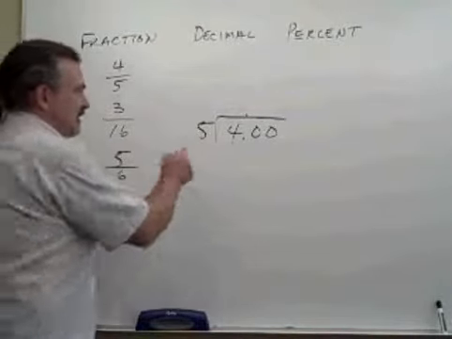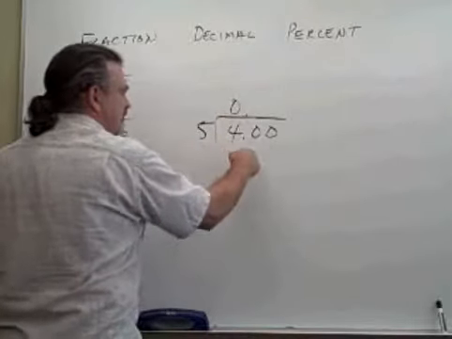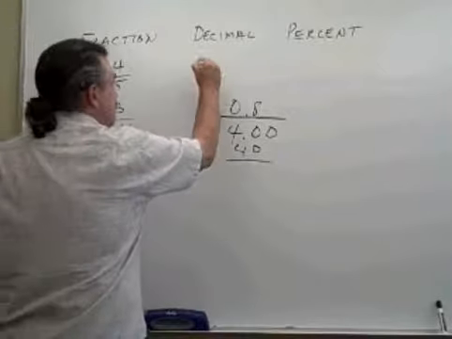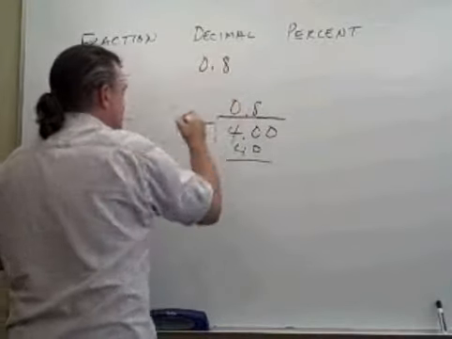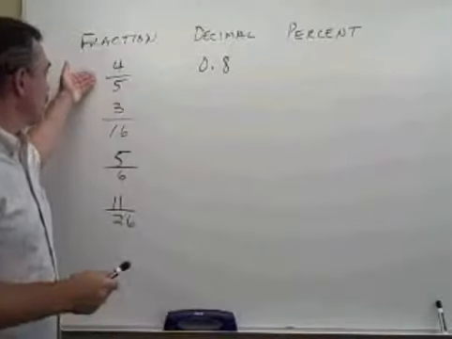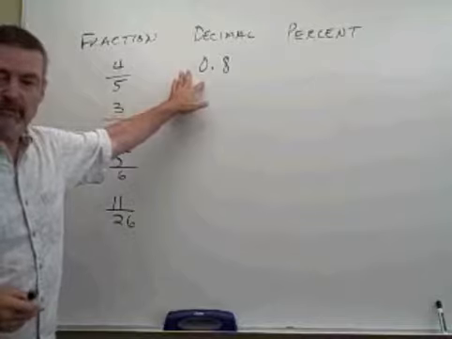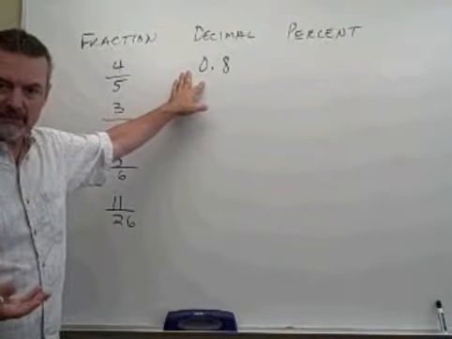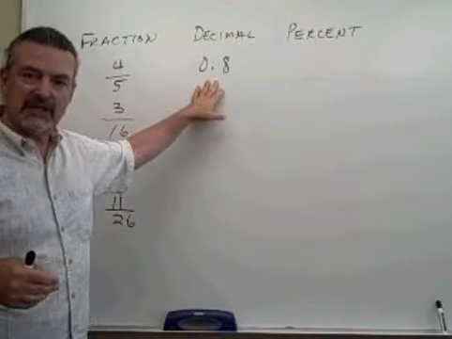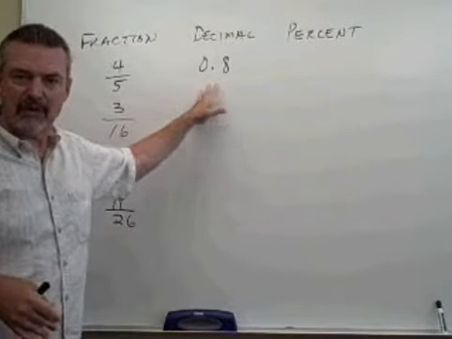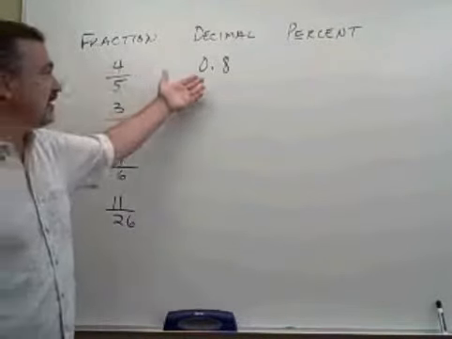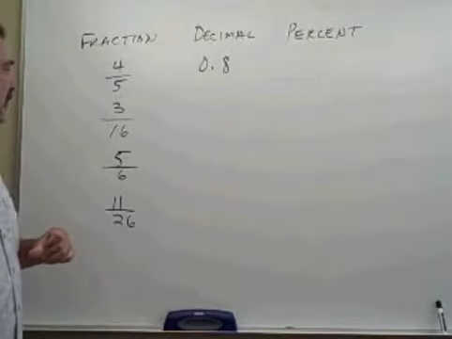In this case, 5 won't go into 4. 5 goes into 48 times, leaving us no remainder. So the decimal equivalent of the fraction 4/5 would be 8/10. So if you have 4/5 of a chocolate bar, somebody else could say, yes, you have 8/10 of a chocolate bar, and they would be talking about the same quantity. Here it's expressed as a fraction, here it's expressed as a decimal.